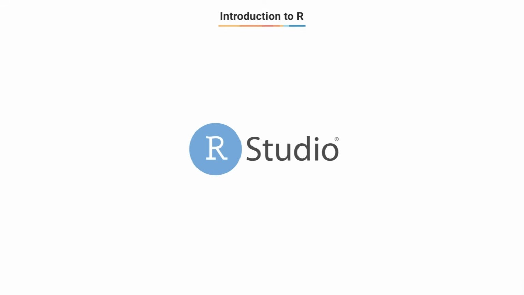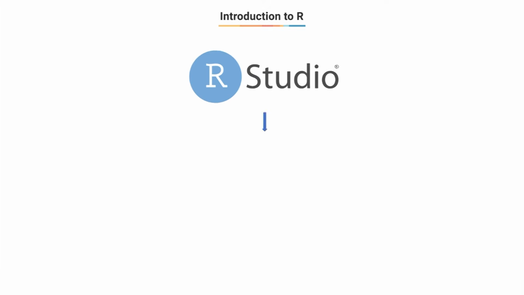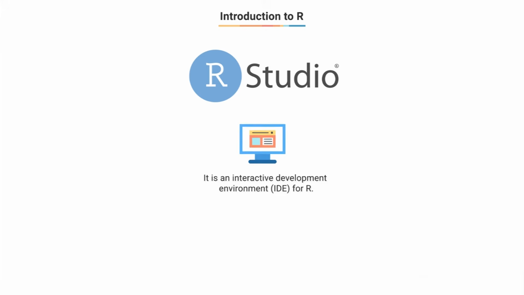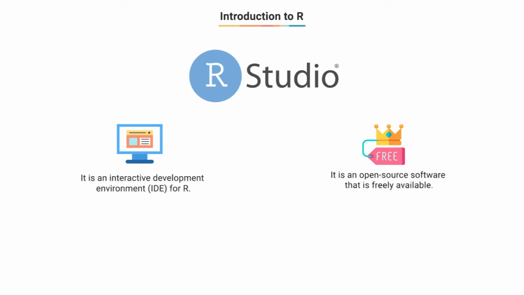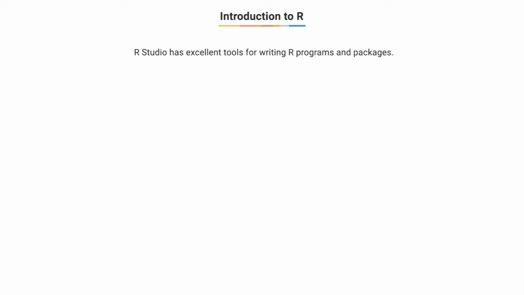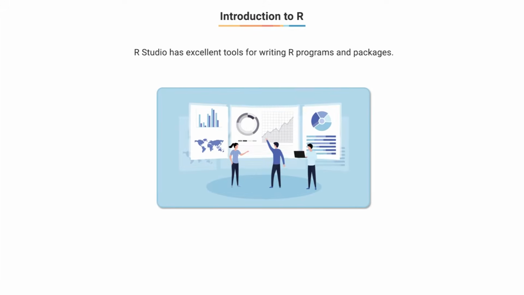Once we have done our installation, we'll install RStudio. The link is shown here to download RStudio. RStudio is an interactive development environment, IDE, for R. Like R, RStudio is open source software freely available on the internet for Windows, Mac OS, Linux and Unix systems. Regardless of our computing system, the user experience in RStudio is nearly identical. RStudio has excellent facilities for writing R programs and packages, but more to the point for us, it provides a convenient environment to conduct statistical data analysis.